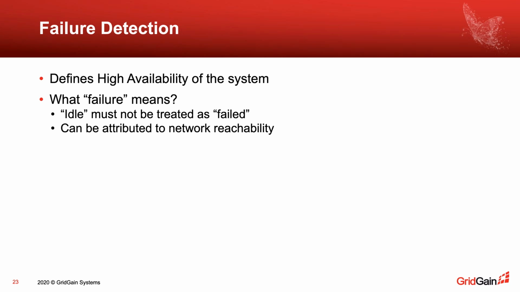We can also say that in a distributed system, failure probably has something to do with network reachability. So if we can reach a node, if we can talk to it, then it's probably healthy. And if we can't talk to a node, whether it's because of a network problem, or the node has crashed, or the node hasn't even started yet, then the node is not healthy for us and we don't want it in our cluster.